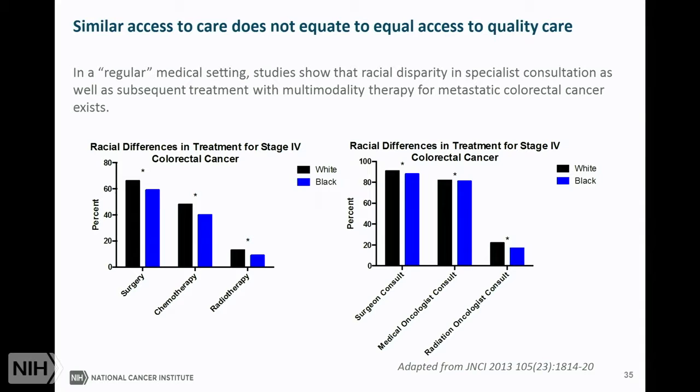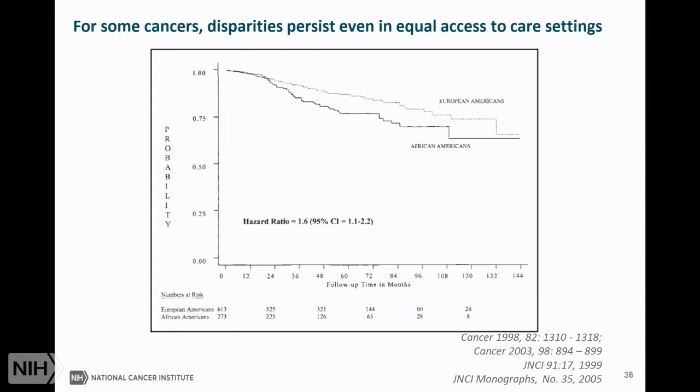Okay, so I've talked about many of the different parts of the more societal factors that can contribute to cancer health disparities. But I also want to talk a little bit in the last 15 minutes or so about how biology is also important. For some cancers, even in an equal access to care setting, even when you control for all the factors that we just talked about, there are differences in survival. And this is an example of just one graph I've put up. This is breast cancer, and it's showing that African Americans do worse than European Americans.